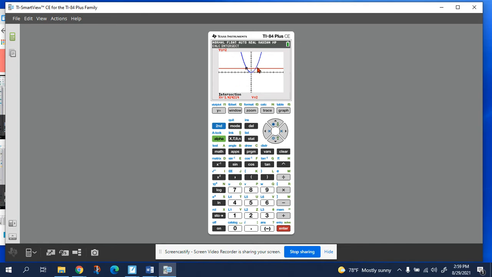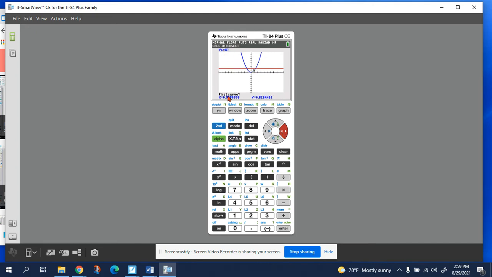So to find the other intersection, you're going to start by pushing second and then that trace button again to get the calc features. Again, use 5 for intersection, but this time move your blinker with your arrow closer to the one on the right.